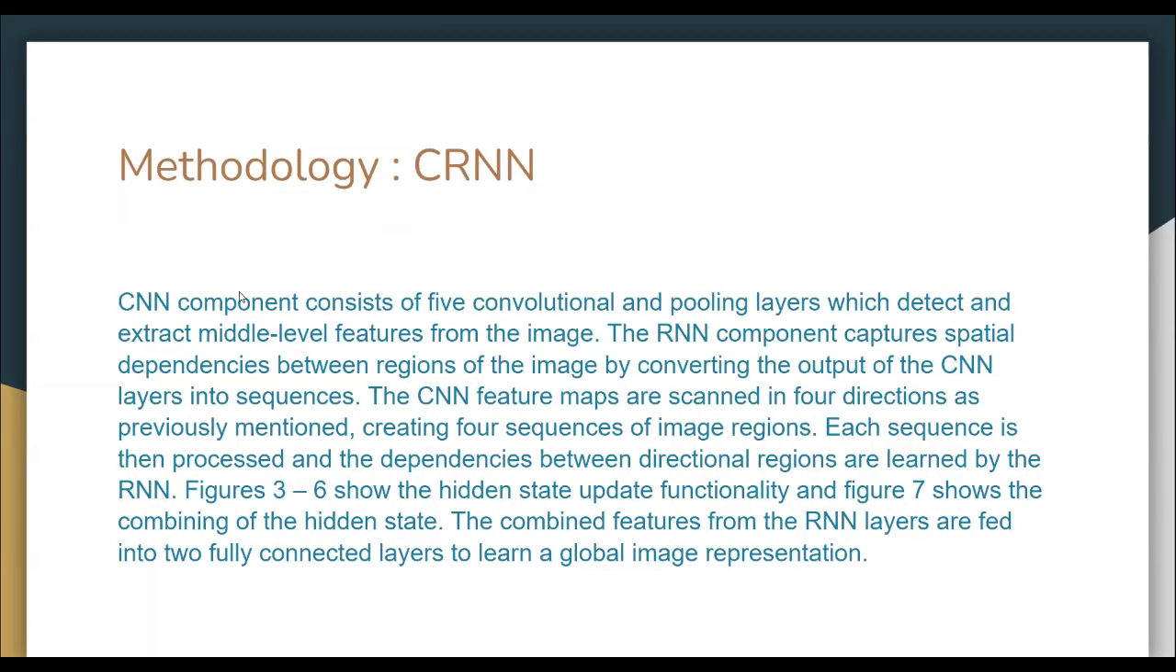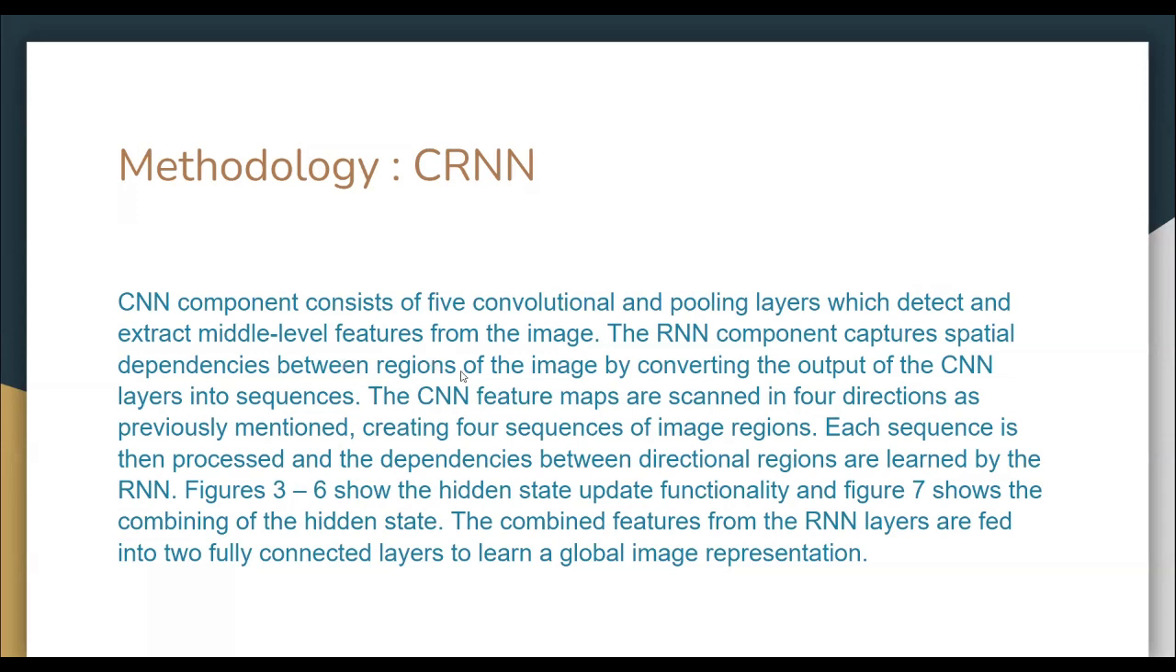Of the CRNN. The CNN component consists of 5 convolutional and pooling layers, which detect and extract the middle level features from the input image. The RNN component captures spatial dependencies between regions of the image by converting the output of the CNN layers into sequences. And then the CNN feature maps are scanned in 4 directions, as previously mentioned, creating 4 sequences of image regions.